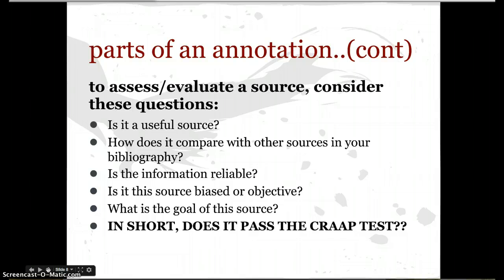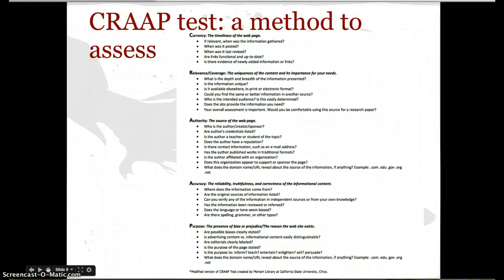And finally, what is the goal of this source? By thinking of the goal, if the goal is to persuade, you might be a little leery. If the goal is to inform, that's a little bit different. So think about our purpose, audience, and context that we talk about all the time. In short, does it pass the CRAAP test? Now, we have had a lot of experience with the CRAAP test, and I just took a little screenshot and put it in here. You have this in your research folder. But the CRAAP test just gives you a method to assess and evaluate your source. Is it relevant? Does it have authority? Is it accurate? What is its purpose? These questions will really help you do that.